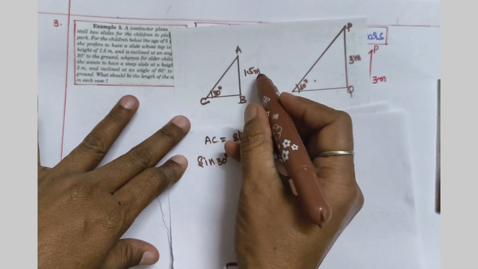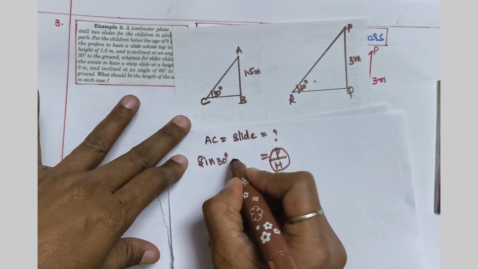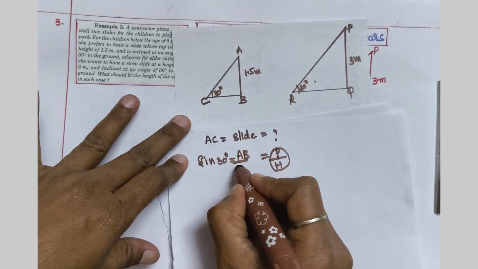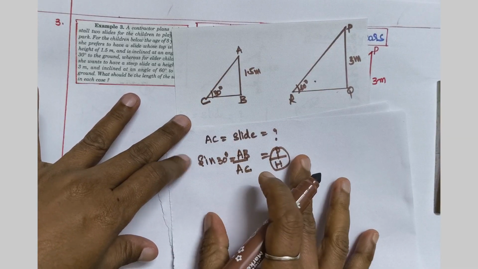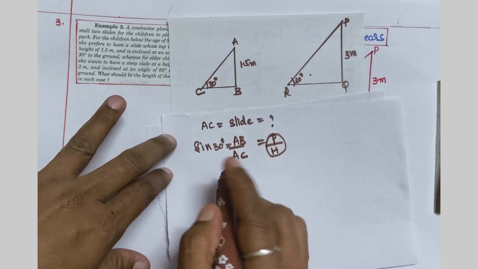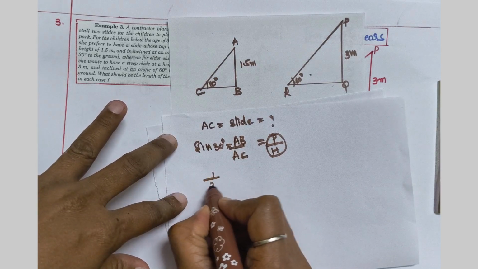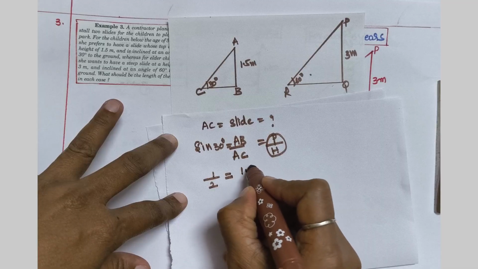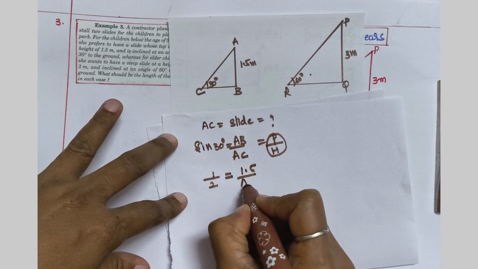Okay, perpendicular by hypotenuse. What is the perpendicular? AB is the perpendicular. By hypotenuse, what? AC is the hypotenuse. Sine 30, what is the sine 30? 1 by 2 is the sine 30, equal to AB. AB's value, how much is there? 1.5. AC you have to find.